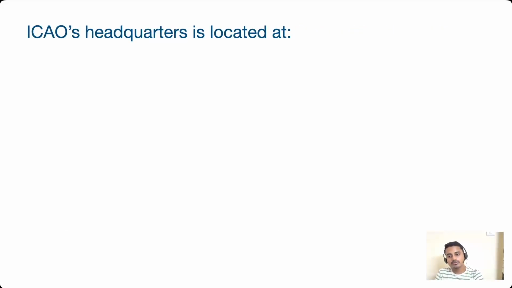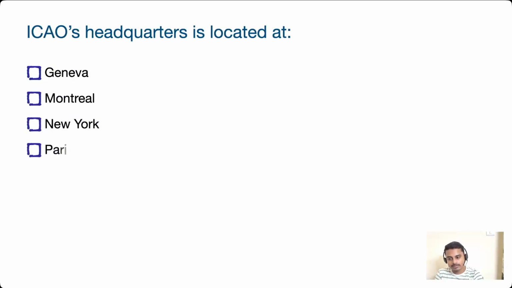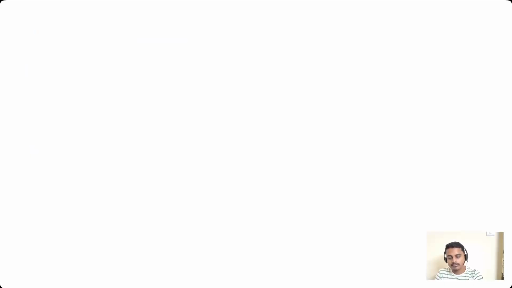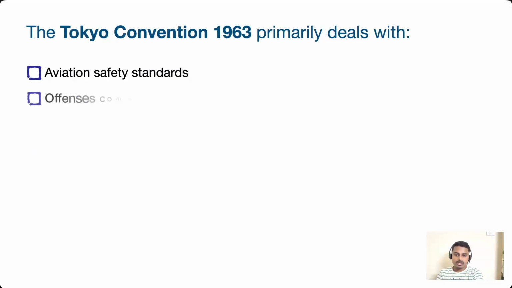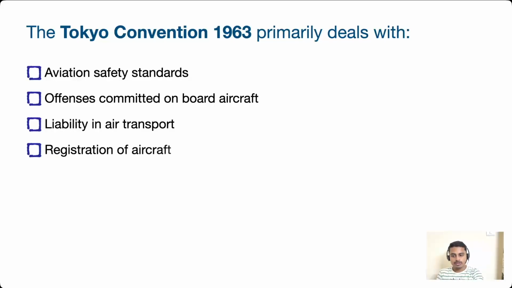Where is the ICAO's headquarters located? This is a very easy one. It is in Montreal, Canada. The Tokyo Convention 1963 primarily deals with what? Is it aviation safety standards, offenses committed on board aircraft, or liability in air transport, or is it the registration certificate? So the Tokyo Convention of 1963 covers the offenses committed on board aircraft.